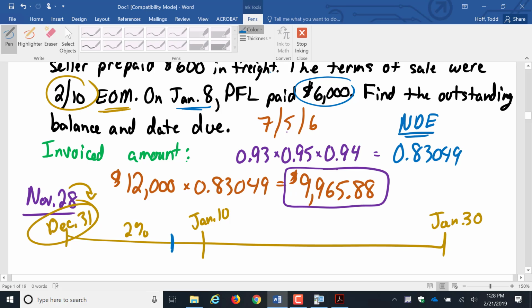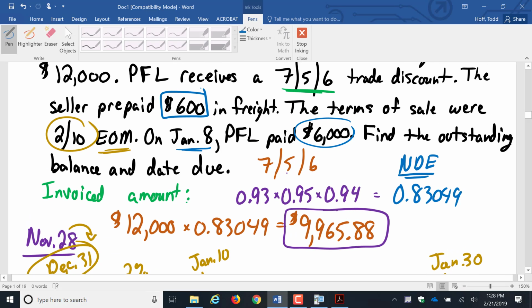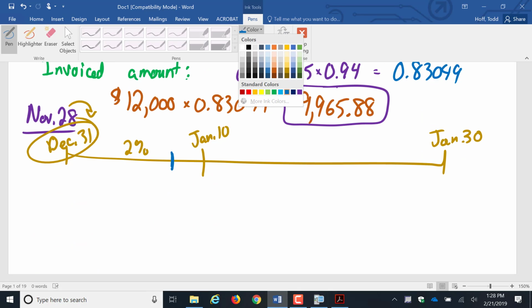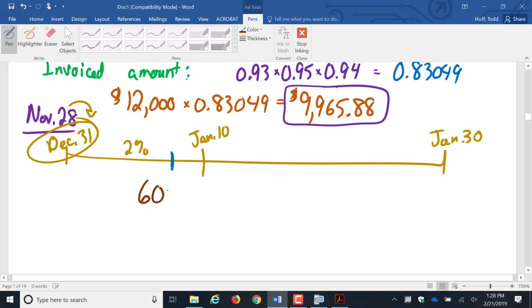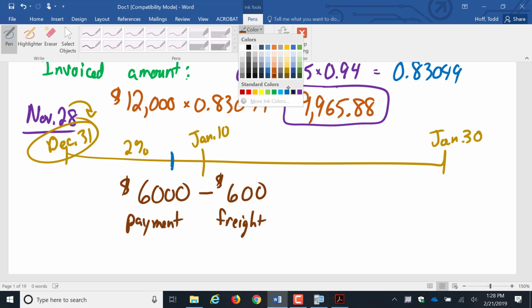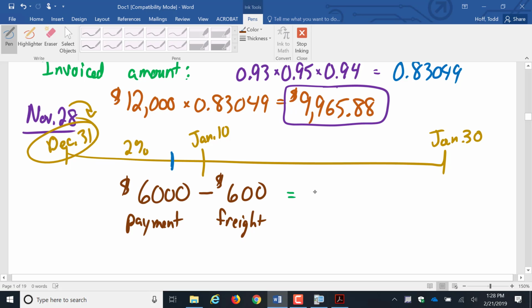Now recall that before we can make any payments towards the invoice, we must repay any freight charges. There's a $600 freight charge here. So let's take our $6,000 payment and we will subtract the $600 in freight, which gives us $5,400 that will be applied to the invoice.